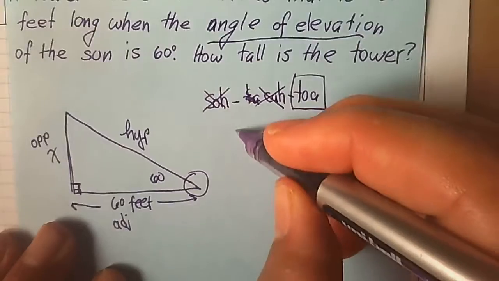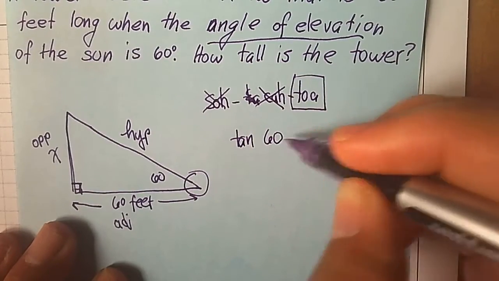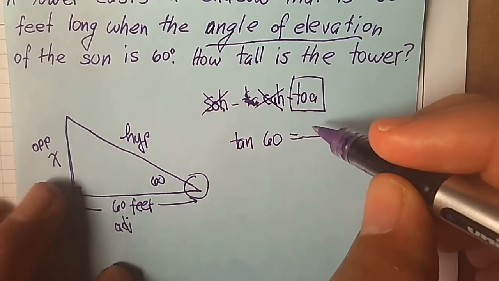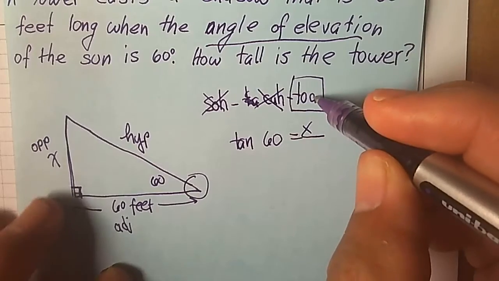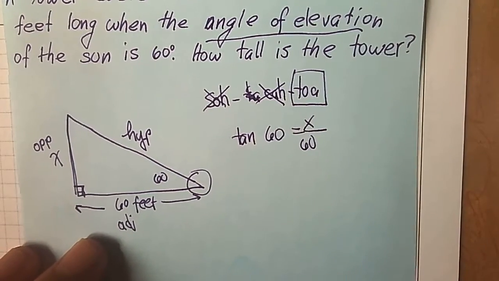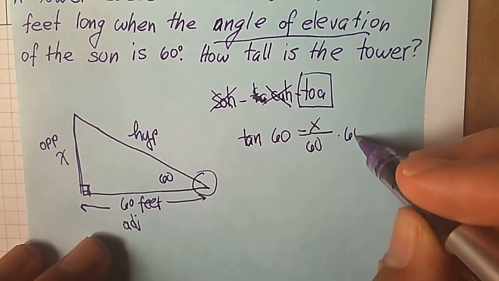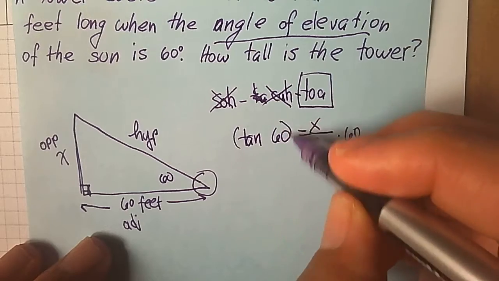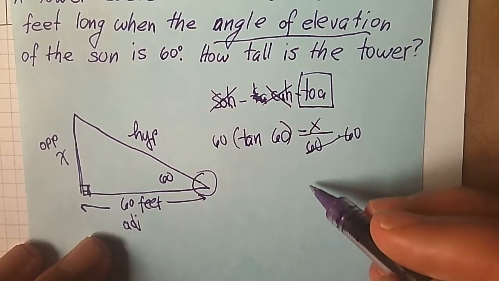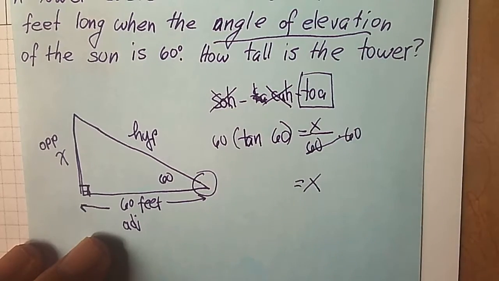The T is for tangent of the angle. The tangent of 60 degrees is equal to the opposite, which is x, over the adjacent, which is 60. Now I get the x by itself: multiply by 60, multiply by 60. These will cancel. So the answer will be x is equal to 60 times the tangent of 60, plug that into the calculator.